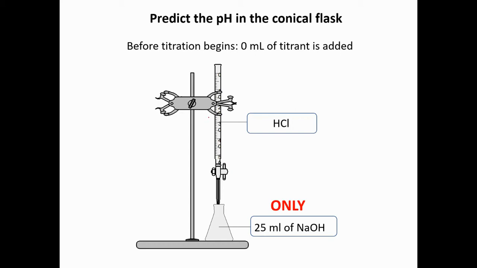Okay, now let's learn to predict the pH in the conical flask. Before titration begins, there is no titrant added to the conical flask. There is only base. So if this is a base, the base is the analyte. The analyte is the base, so the pH will be more than 7 because NaOH is a strong base.